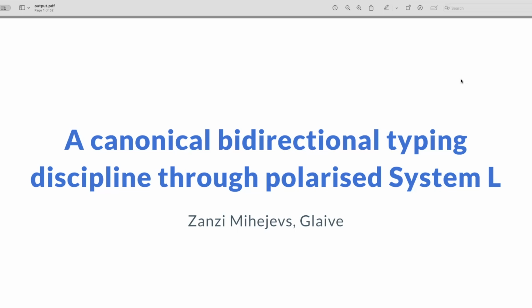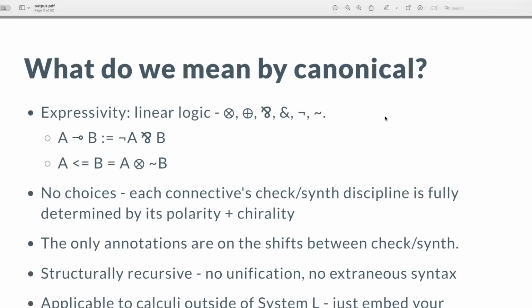So first, let me address the elephant in the room. Obviously, saying that something is canonical requires a heavy burden of proof. So before we begin, I will explain what I mean by canonical.